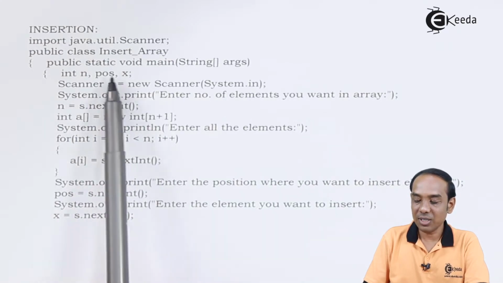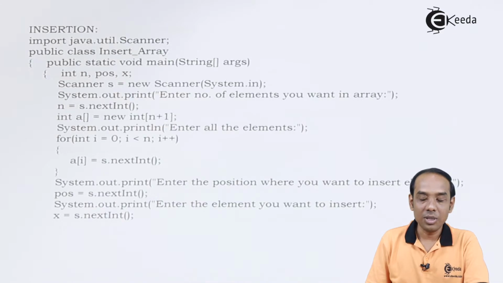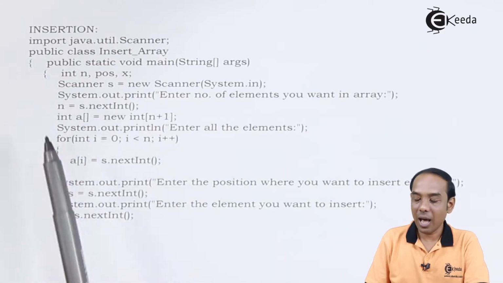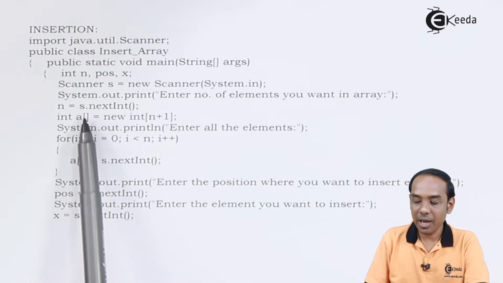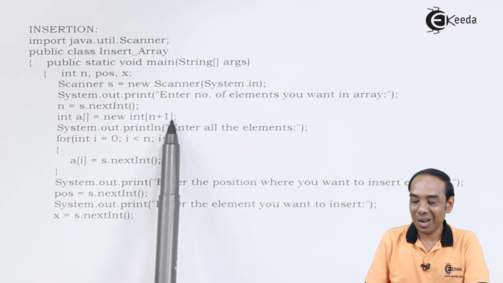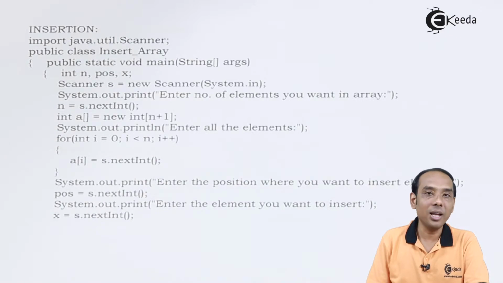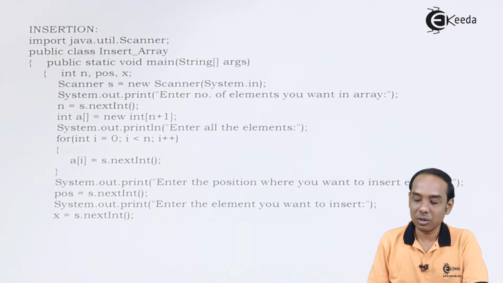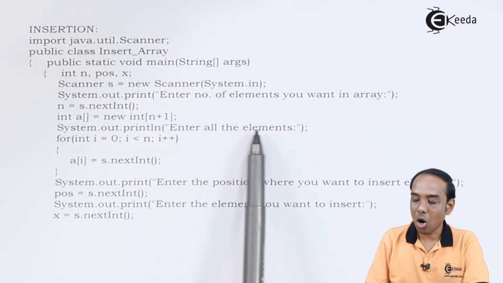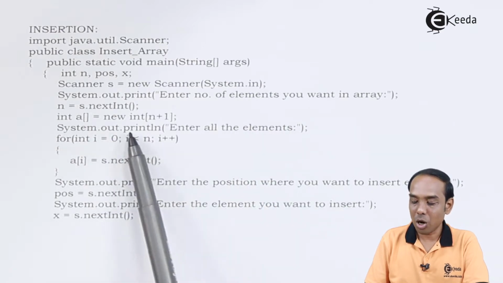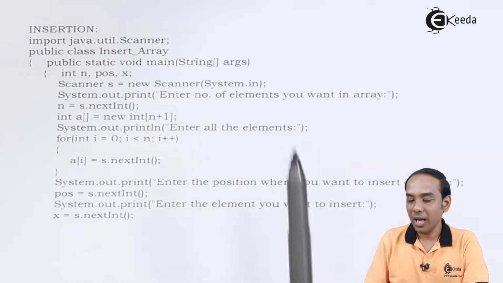s is the object of the Scanner class. Then we ask the user to enter the array elements. We write int a equal to new int[n plus 1]. Why do we need n plus 1? Because we need an array which is going to store the elements, including the inserted one. Then we will ask the user to enter all the elements. We write System.out.println, enter all the elements.